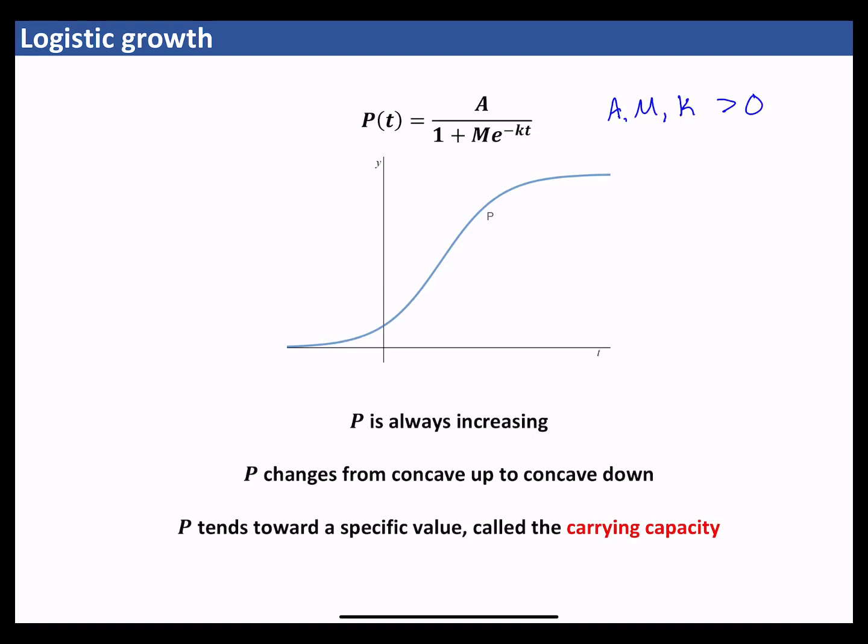Notice, the graph of the logistic function is always increasing, changes from concave up to concave down, and p tends toward a specific value as t increases without bound. We call the value to which p tends the carrying capacity of the function. In order to use the logistic function, we need to consider how the values of a and m relate to the carrying capacity and the initial value of the function p.